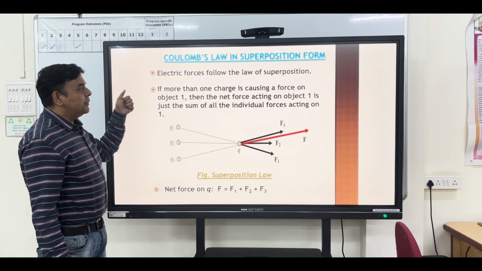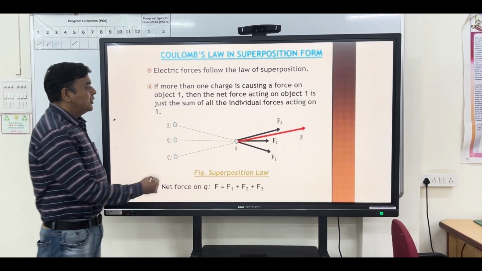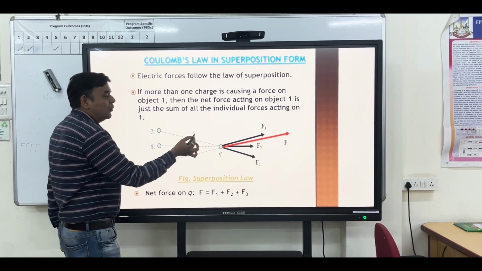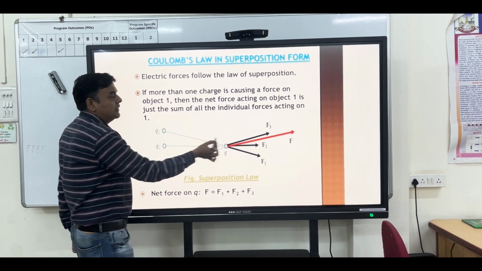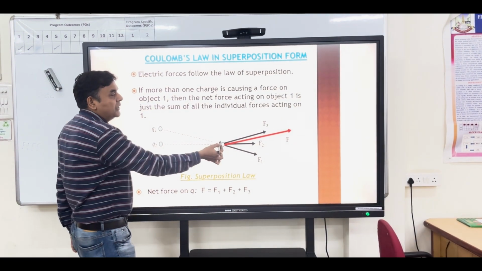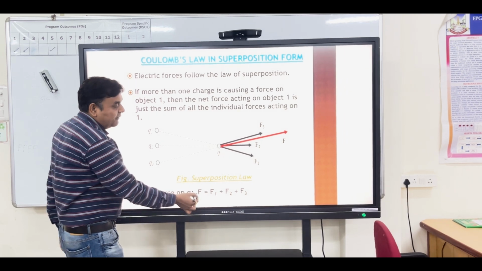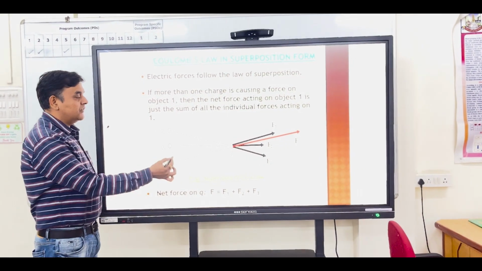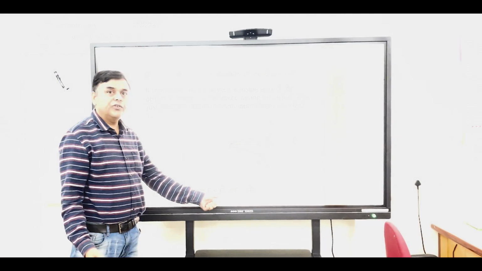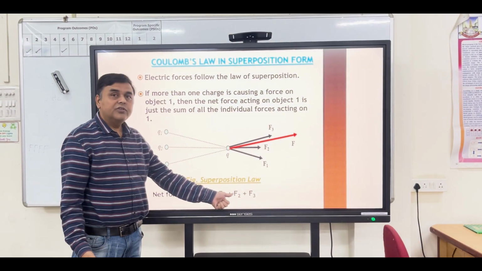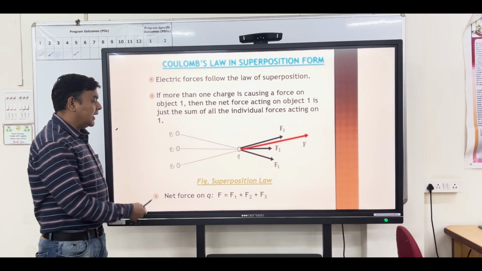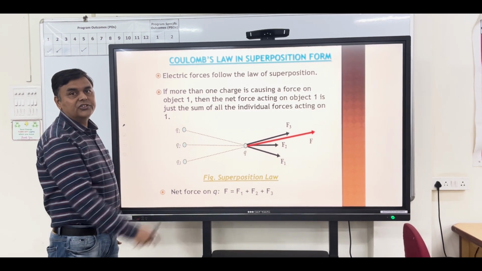So what is that principle of superposition? We have to find out the force acting on Q due to the Q1, which is called F1. Then find out force acting on Q due to the charge Q2, which is F2. Then find out force acting on charge Q due to Q3, you will get F3, and you have to do the vector addition of all these forces F1 plus F2 plus F3. So resultant force is given by capital F is force because of the charge 1, force because of the charge 2, and force because of the charge 3 over here. So this way I can find out the resultant force acting on charge Q over here.